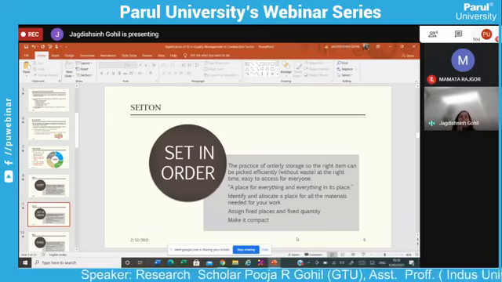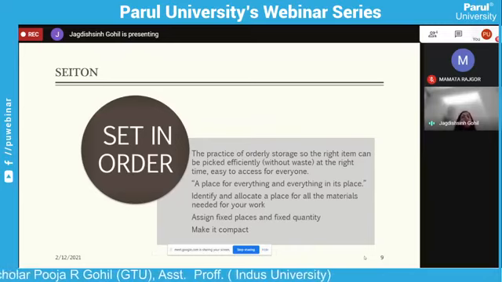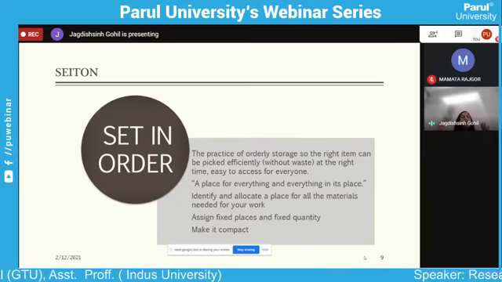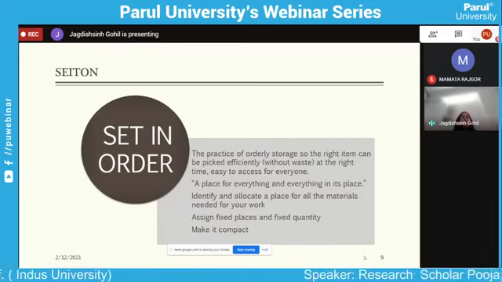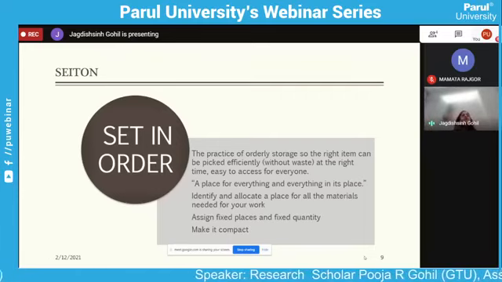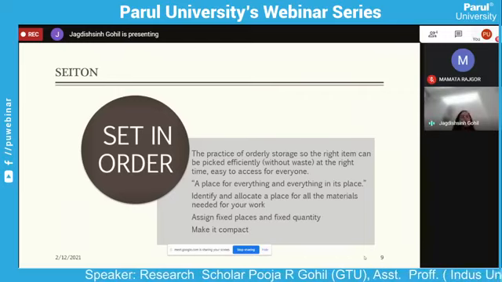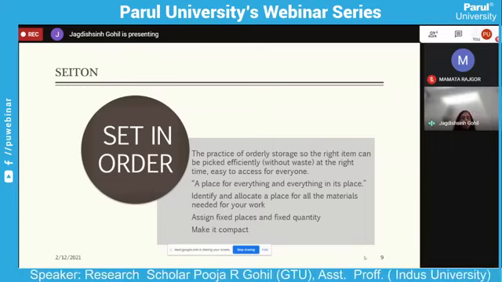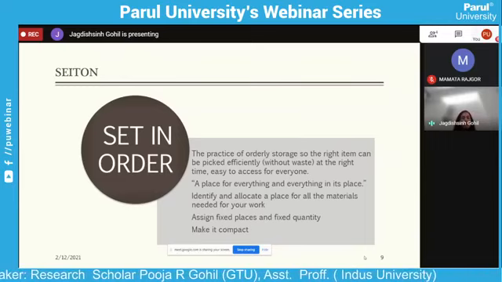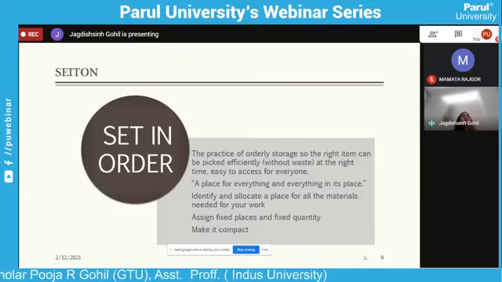So same thing, you should assign places and quantity and then make it as compact as possible. Try to reduce the workspace to a small extent, and don't spread your material over a large area. By doing so, you will waste your time if you spread your things over a large area. So try to minimize the workspace and allocate a fixed location to each and everything, only those which are required, and remove the unwanted things from your area or nearby places.